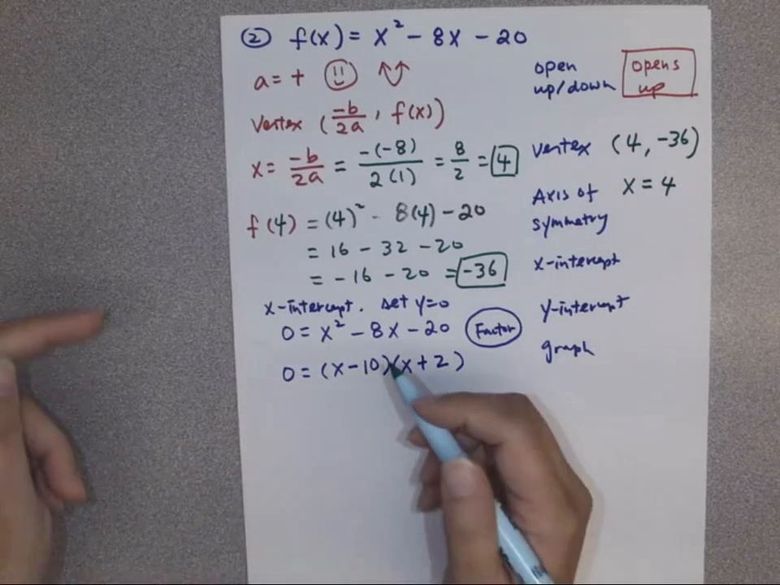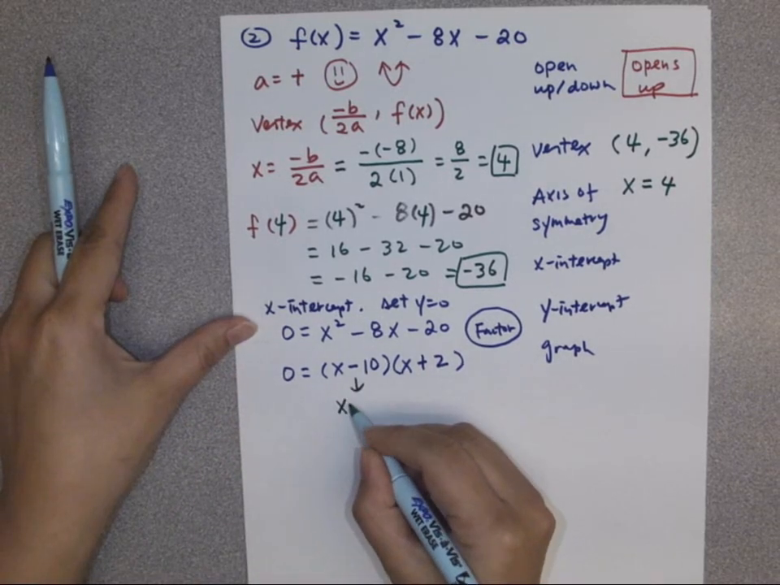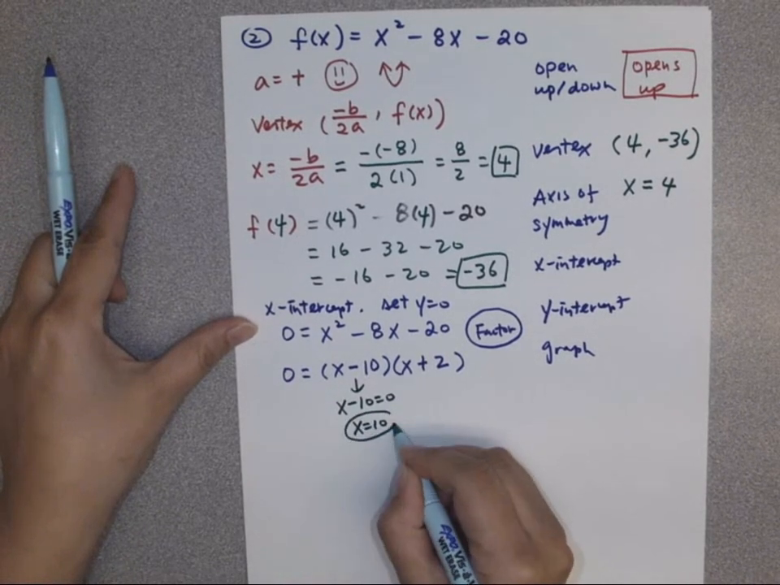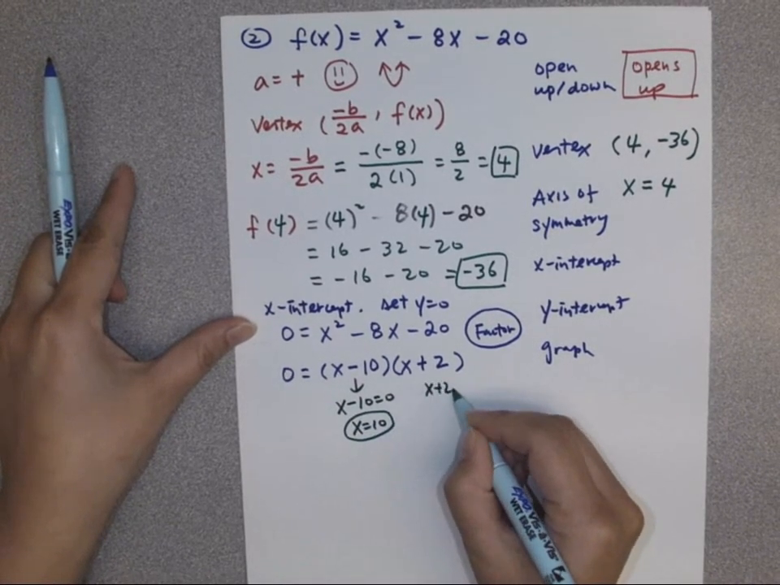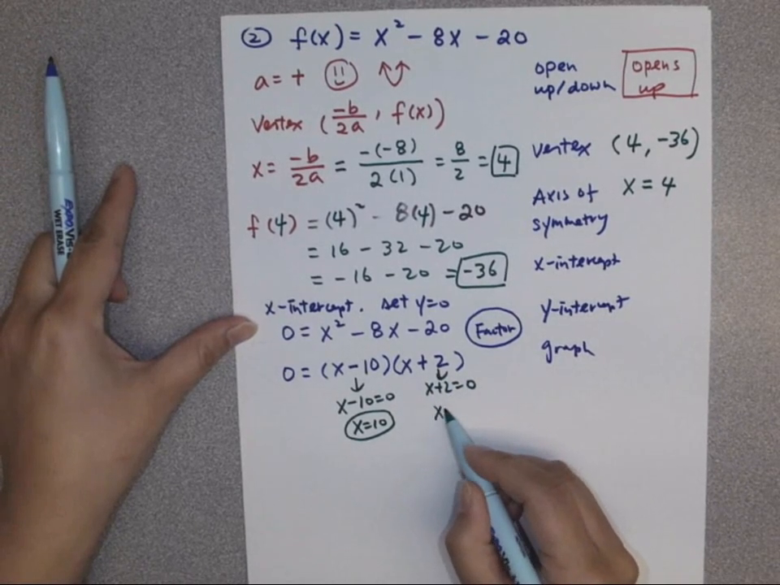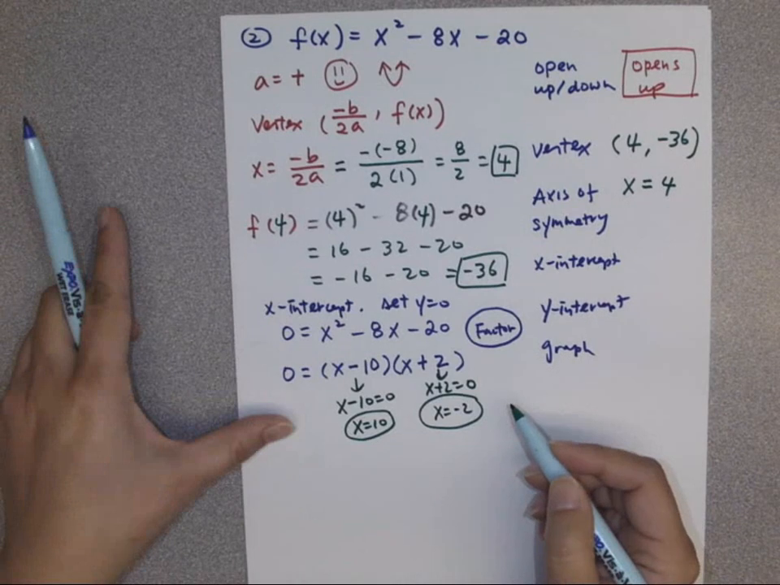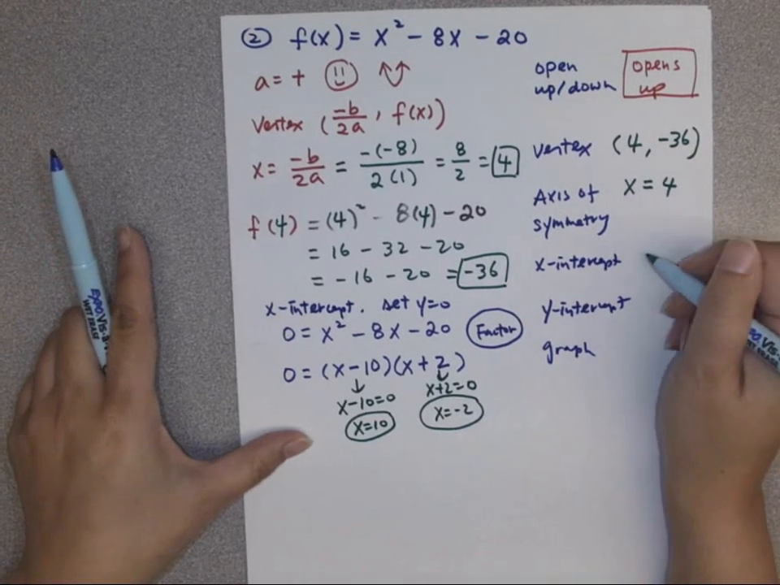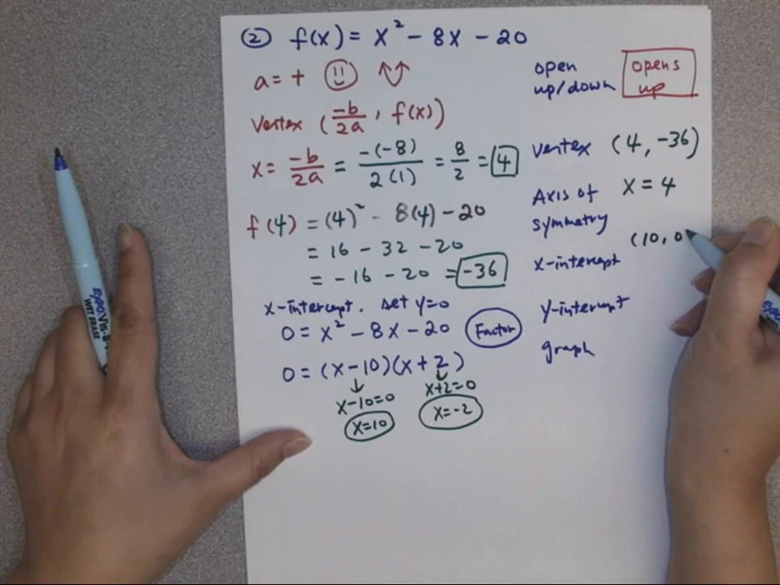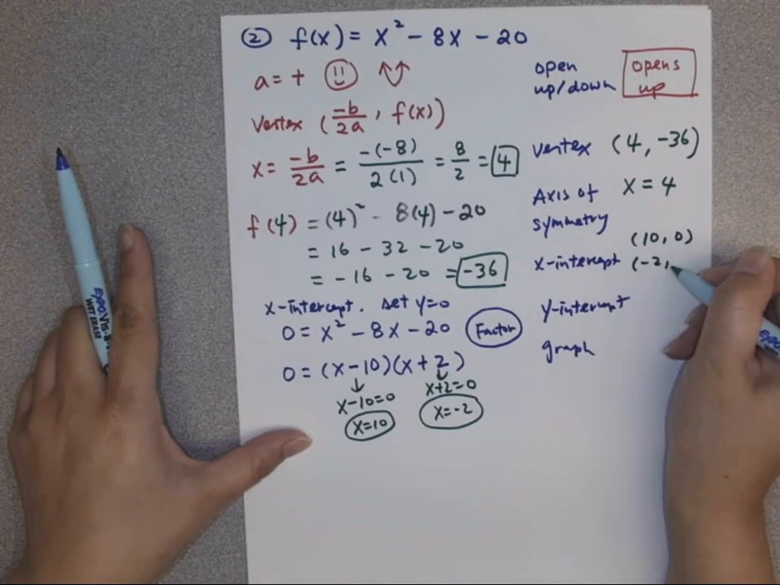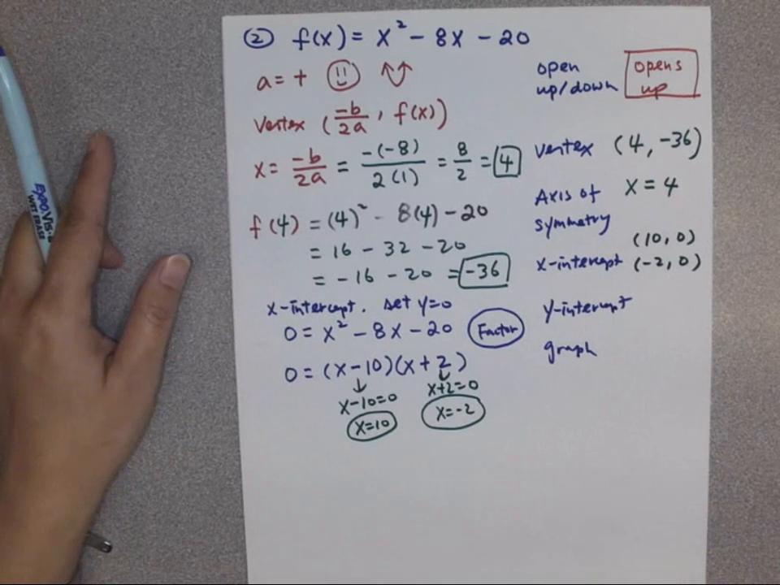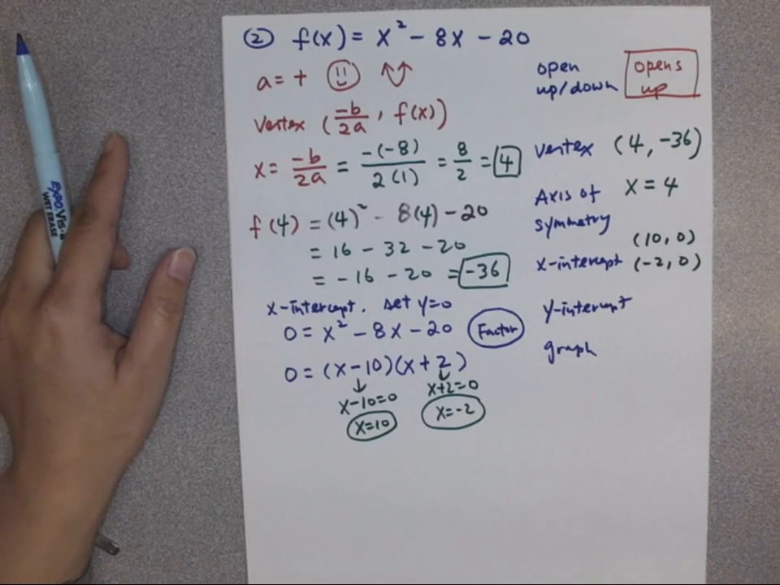So if we solve for x, then x should be 10. And then if x plus 2 equals 0, then x should be negative 2, right? So if I want to write them as points, my x-intercepts would be (10, 0) and (-2, 0), because we set y equal to 0, right? Alright, so those are my x-intercepts.